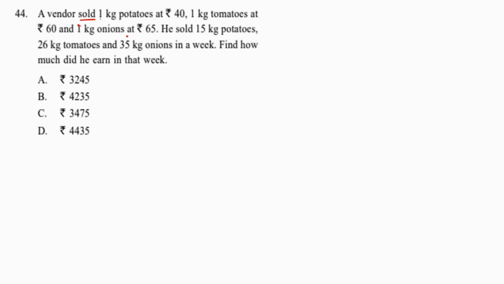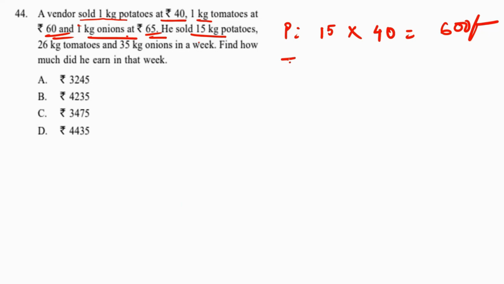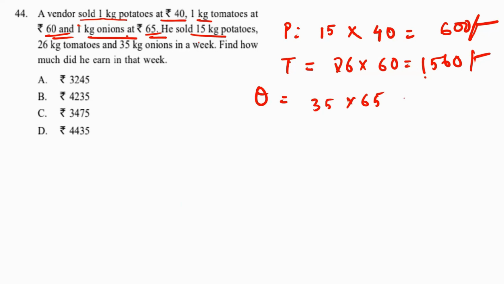Next question reads, a vendor sold 1 kg potato for 40 rupees, 1 kg tomato for 60, and onion for 65 rupees per kg. He sold 15 kg potatoes. So the total cost of potato is 15 kg for 40 rupees each. That would be 600 rupees. Tomatoes would be for 26 kgs, 1 kg for 60 rupees. So the total cost of these tomatoes, if we just multiply this, we would be getting 1560 as the answer. And lastly, the onions, 35 kgs for 65 rupees per kg, would give us a total of 2,275 on multiplying.